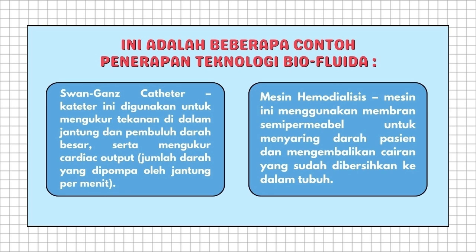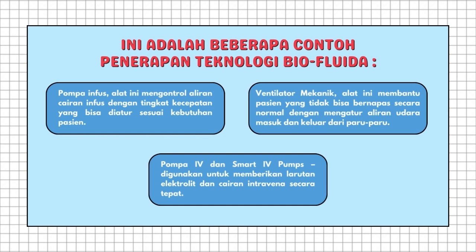Yang kedua ada mesin hemodialisis. Mesin ini menggunakan membran semipermeabel untuk menyaring darah pasien dan mengembalikan cairan yang sudah dibersihkan ke dalam tubuh. Yang ketiga ada pompa infus. Alat ini mengontrol aliran cairan infus dengan tingkat kecepatan yang bisa diatur sesuai kebutuhan pasien.